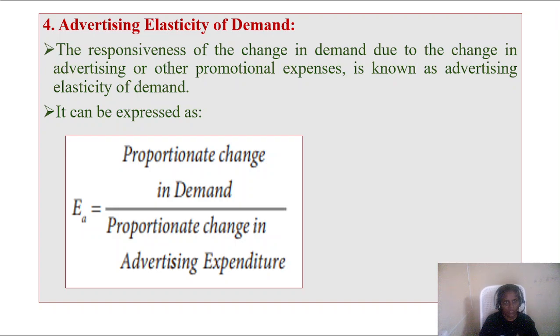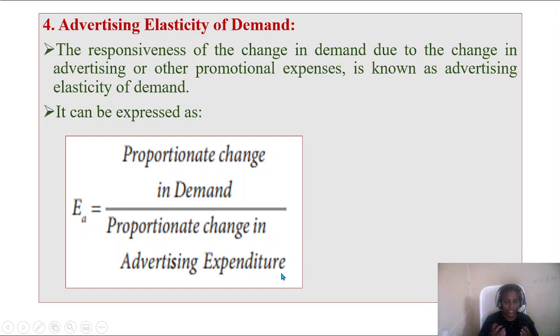Then the fourth type of elasticity of demand is advertising elasticity of demand. Advertisement is also one of the factors for the increase or decrease in the demand for a commodity. We write this as EA, where A is advertising and E is the elasticity of demand. We write it as proportionate change in demand divided by proportionate change in advertising expenditure.